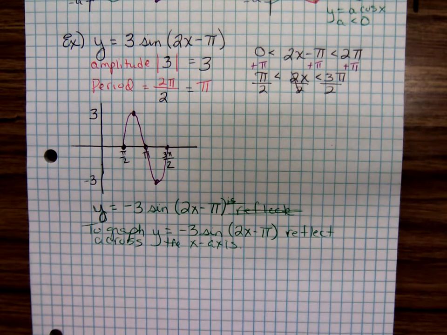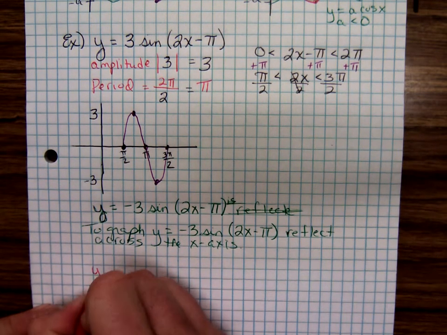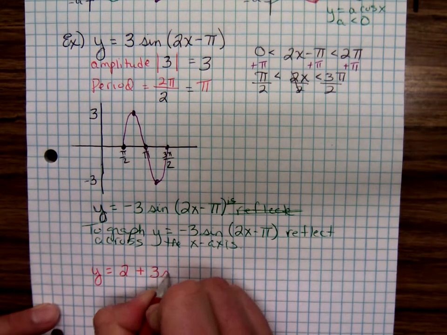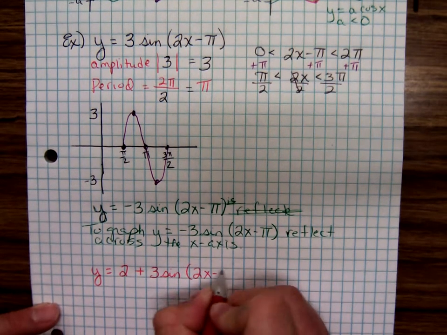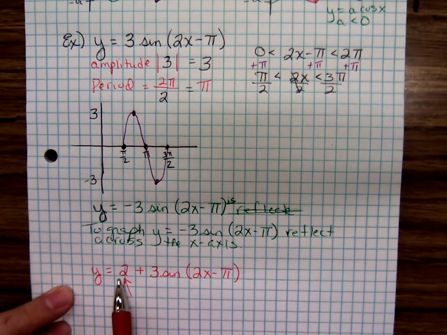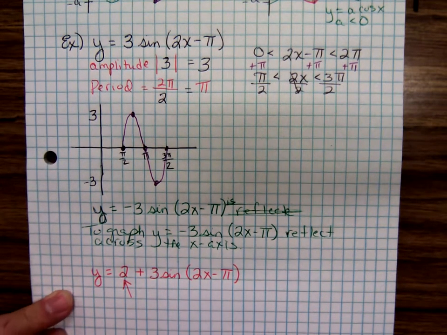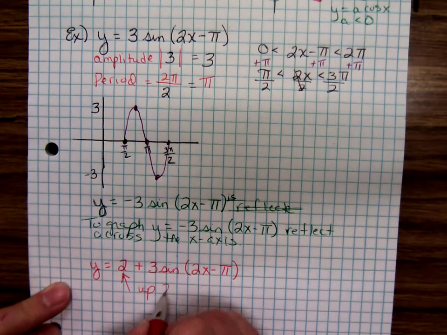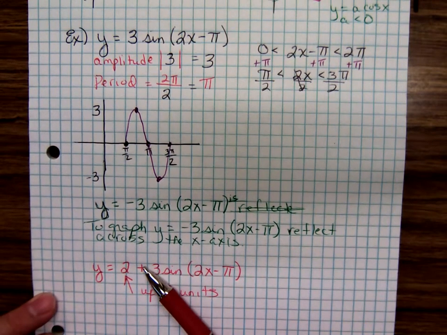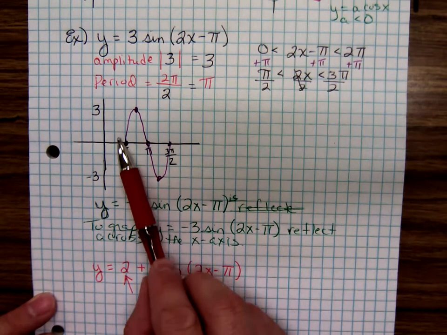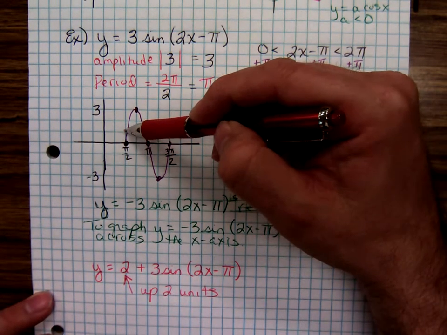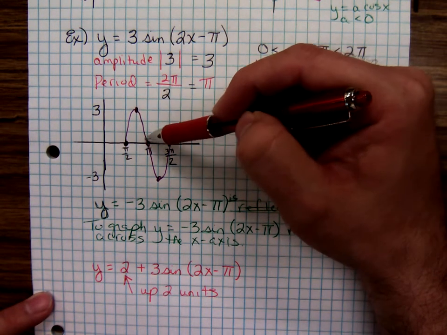Now, let's see, what about the graph of y equals 2 plus 3 sine 2x minus pi? Well, this 2 here, what that does is shift the graph up 2 units. So if we needed to graph y equals 2 plus 3 sine 2x minus pi, we graph 3 sine 2x minus pi, and then can you imagine taking each of these points and just shifting it up 2 units?